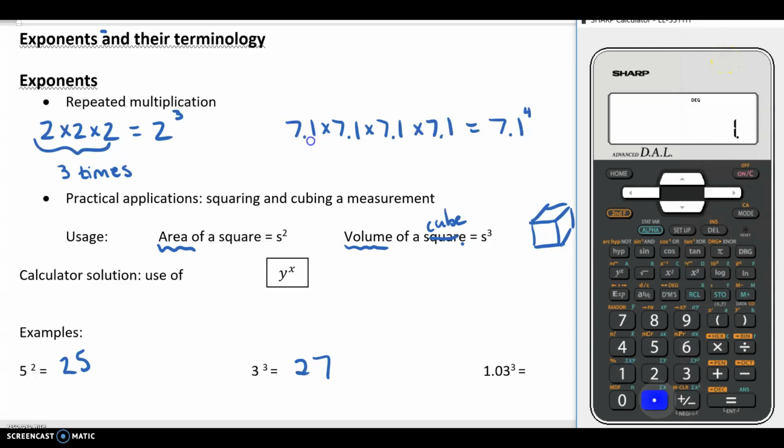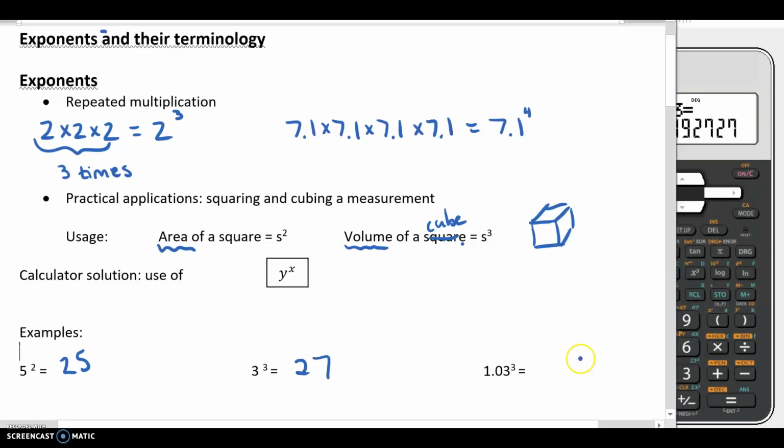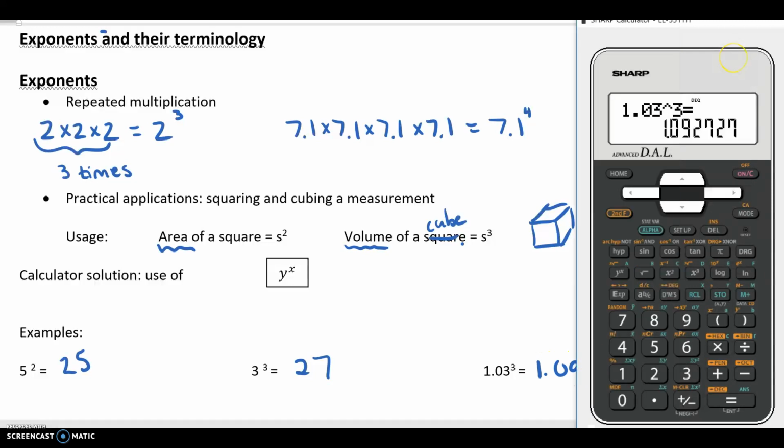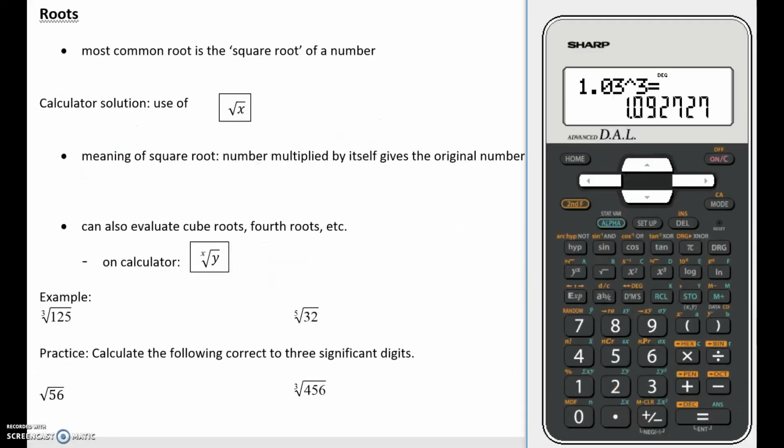1.03 cubed is equal to 1.09 approximately. Closely related to exponents are radicals or roots. On our calculator, we can use the square root button, or we can use, for cube roots or fourth roots, the x root button.